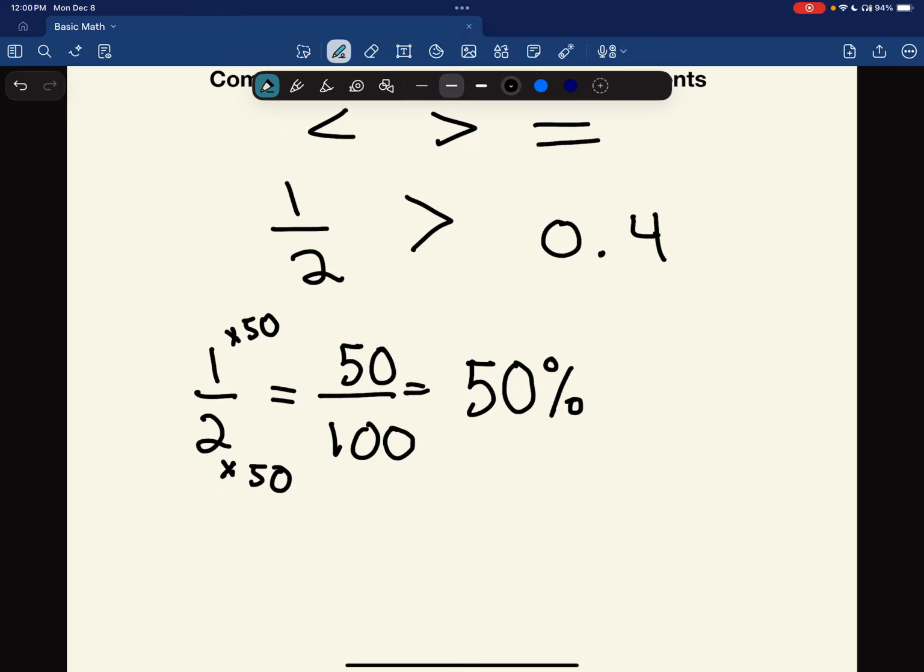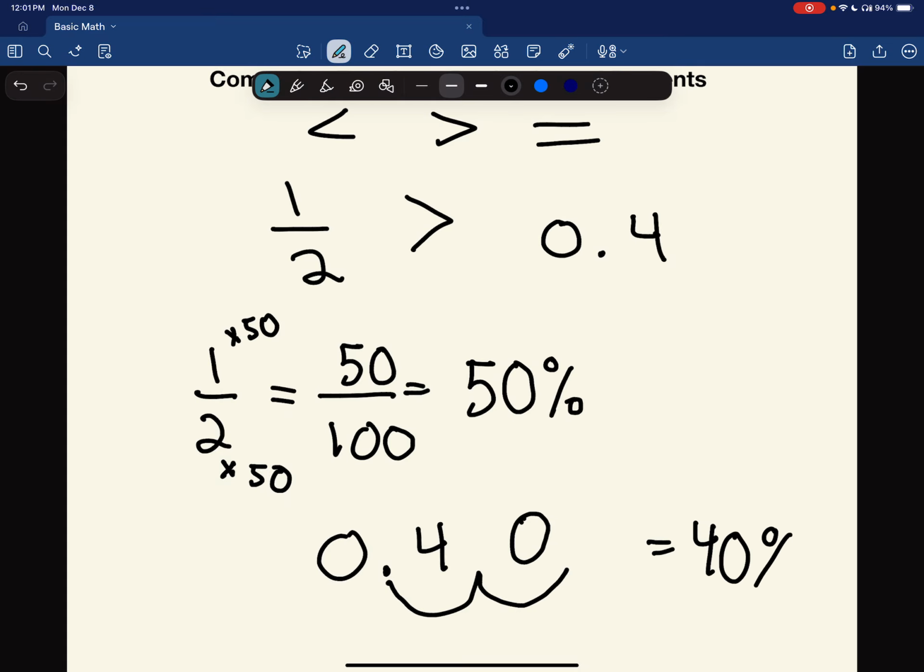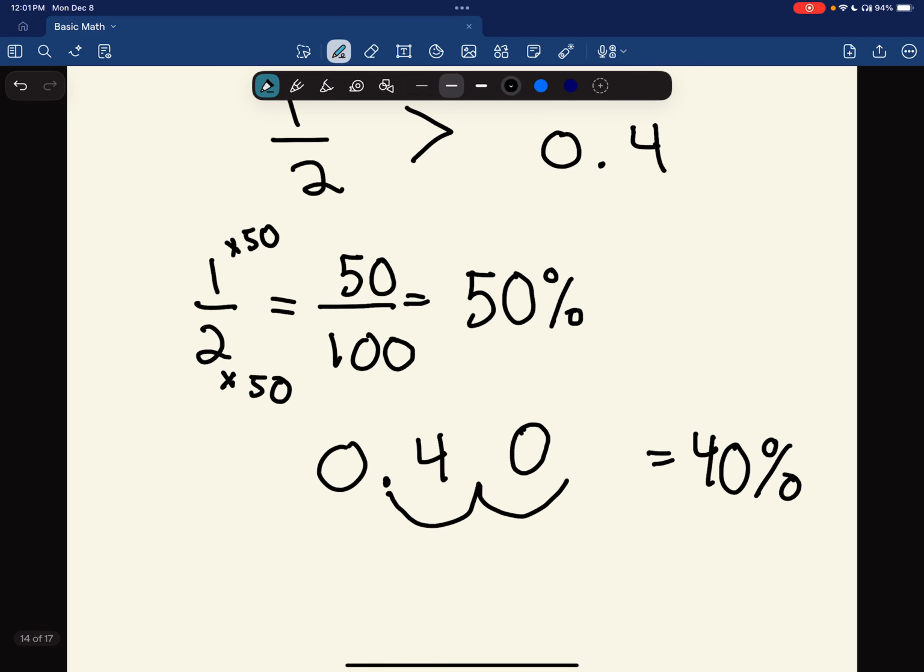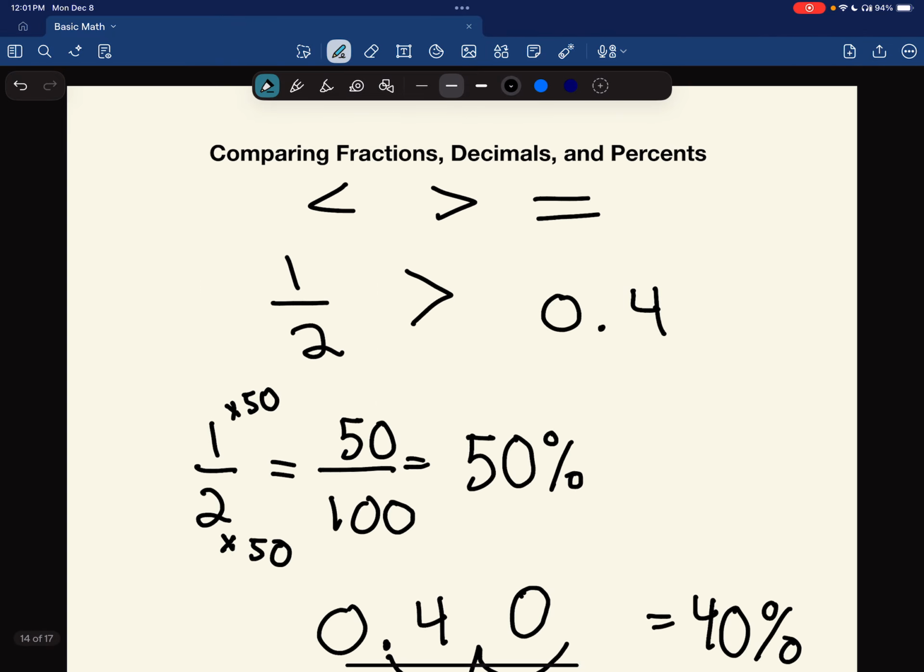Okay, now let's look at 0.4. To change this to a percentage, you just go from the decimal point 2 places to the right, 1, 2, and we add a 0. So this becomes 40%. Okay, so comparing 50% with 40%, 50 is greater than 40, so 50% is greater than 40%. So all three ways would lead us with a greater than symbol in between 1/2 and 0.4.